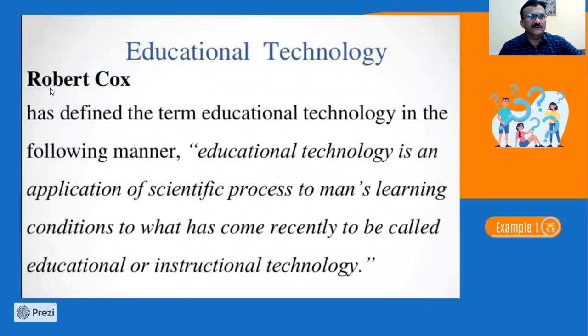Then according to Robert Cox, he has defined educational technology as an application of scientific process to man's learning conditions, to what has come recently to be called educational or instructional technology.